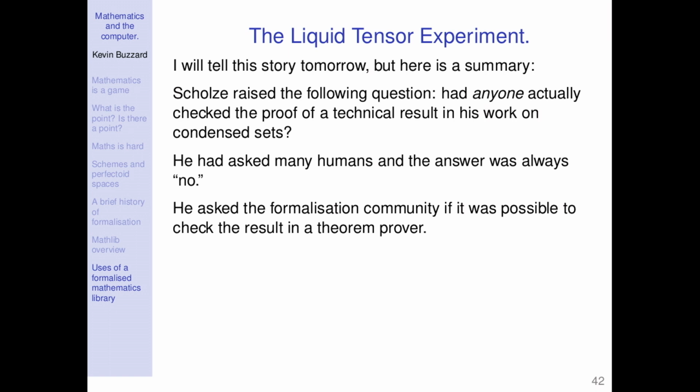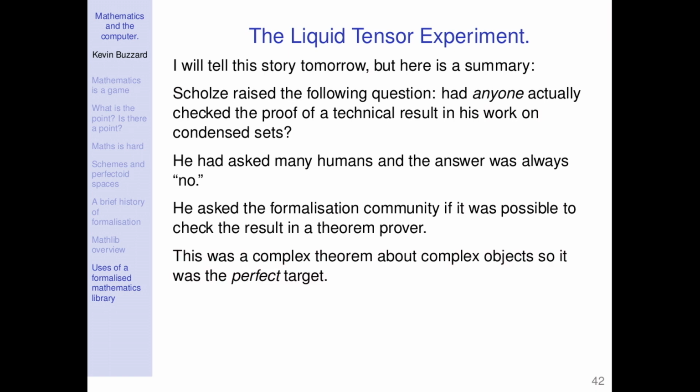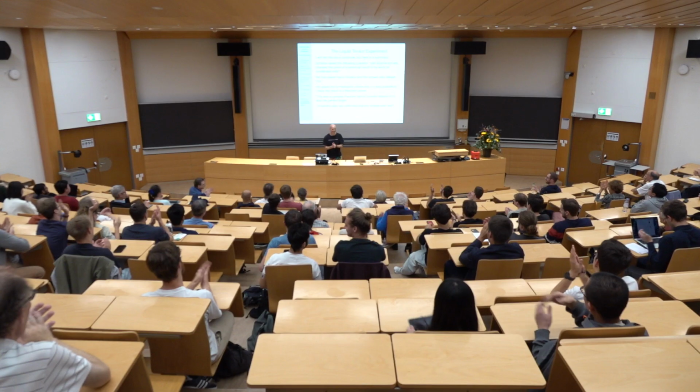And so he asked the formalization community if it was possible to check the results with the theorem prover. And this was the one thing we needed, right? This was the complex theorem about complex objects, which we hadn't had yet. So this was the perfect target. And it took us 19 months, but we confirmed that the answer was yes. And that's what I'm going to talk about tomorrow, and so I think I'll just leave it here. So thank you very much.